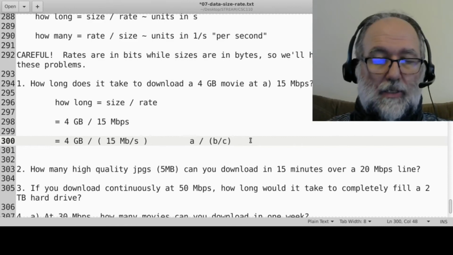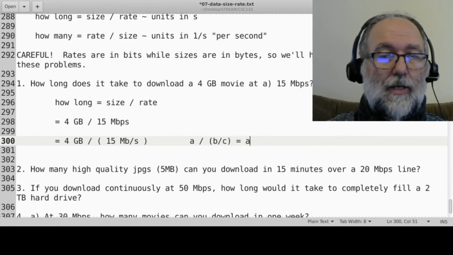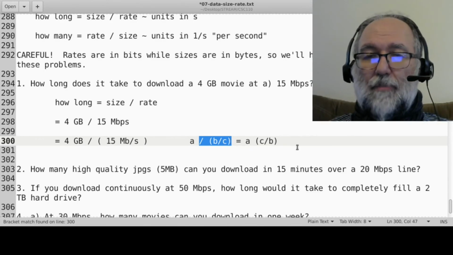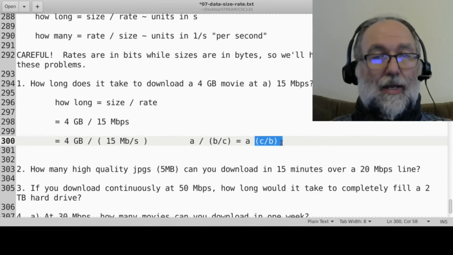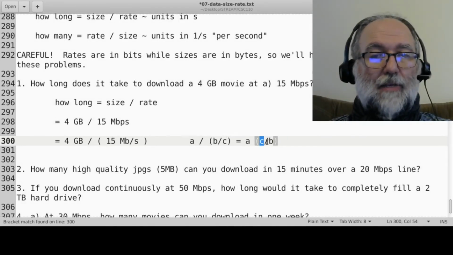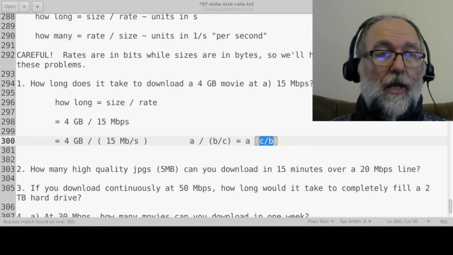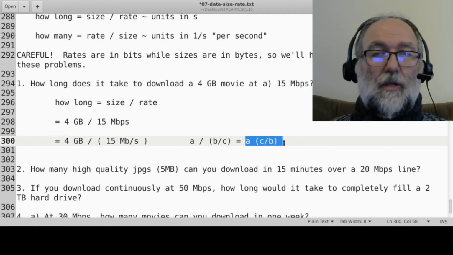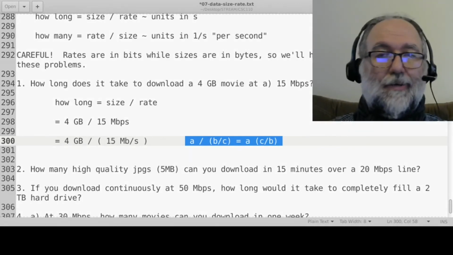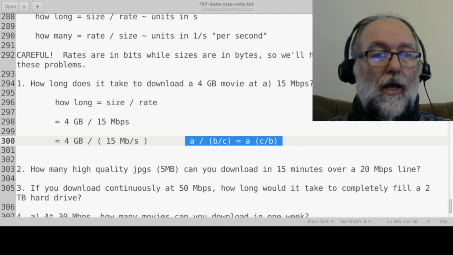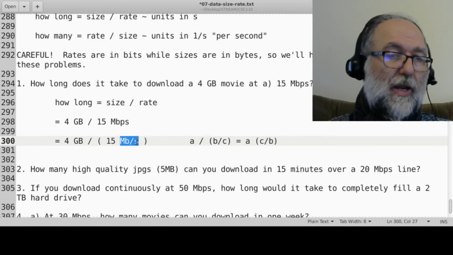Okay, so this can be written as a times c divided by b. What did I do? Rather than dividing by b divided by c, I multiplied by c divided by b. Okay, so what's the relationship between b divided by c and c divided by b? They're reciprocals. So if you divide by a fraction, that's like multiplying by its reciprocal. All right, so you should know that from probably grade 9 or something like that. But we're going to use that with this fraction right here.